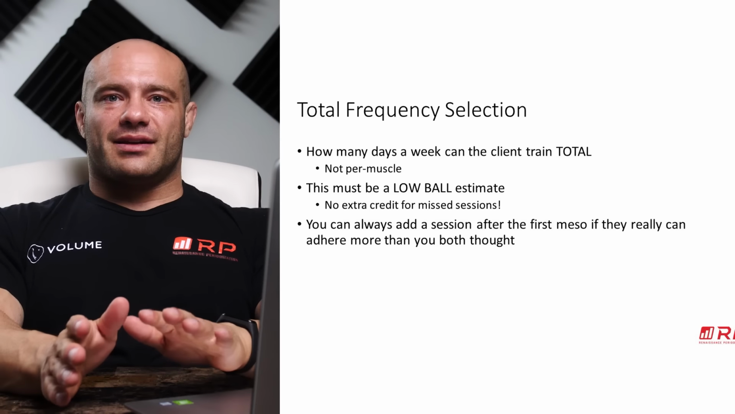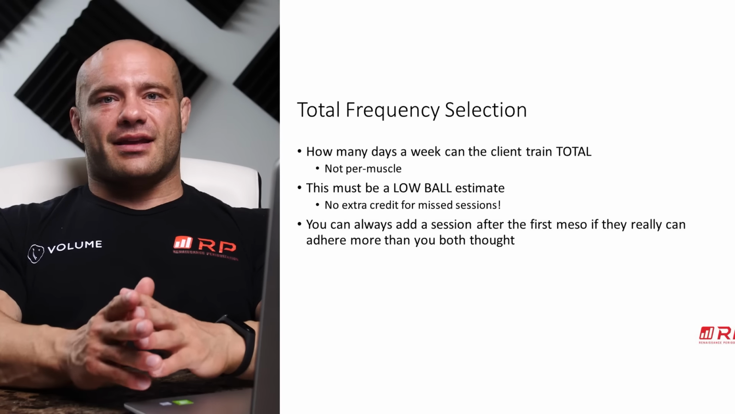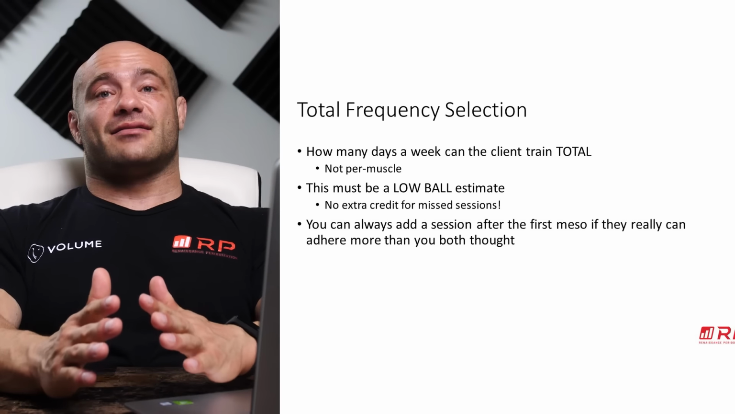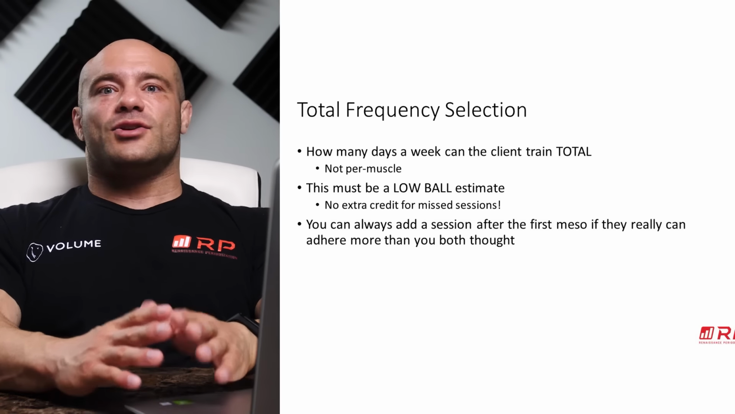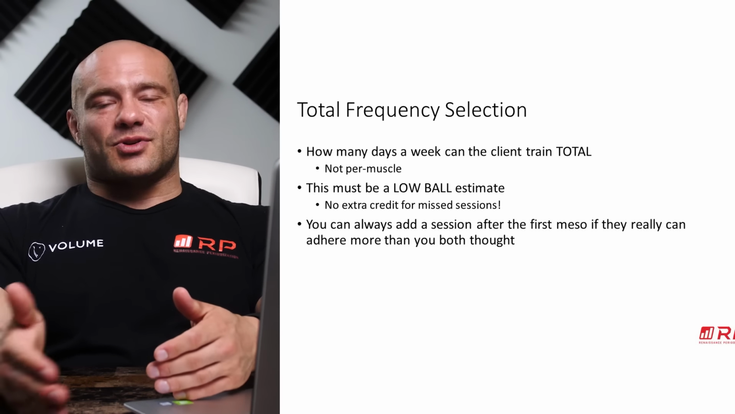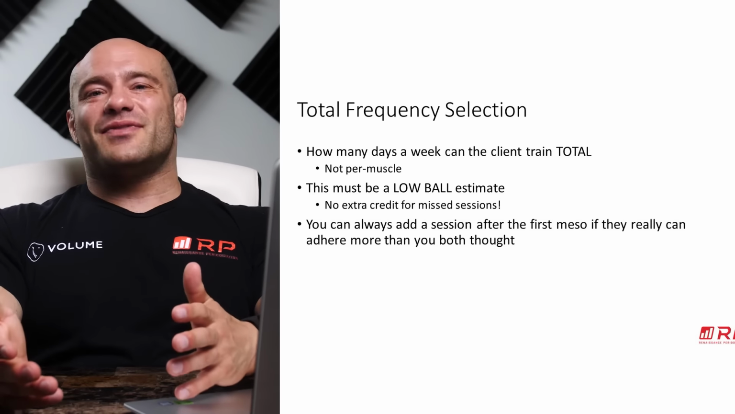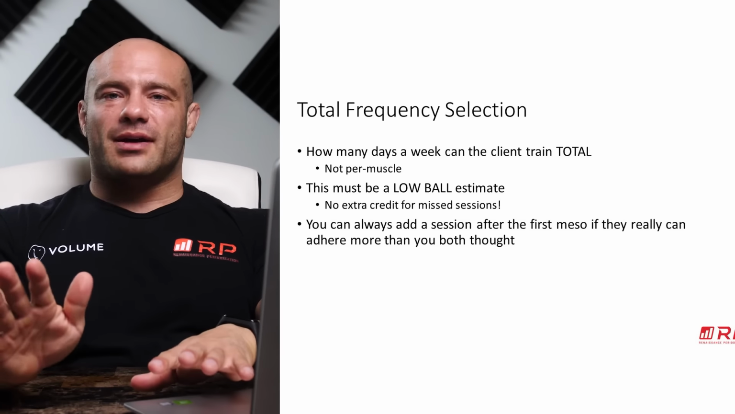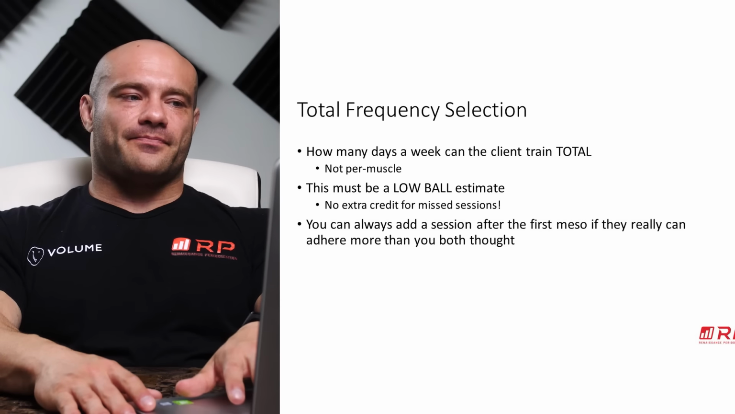Worst case scenario, if a month later, a mesocycle later, they knocked every session out of the ballpark, they never missed one, and they go, look, dude, honestly, I can actually make 5 sessions, not 4, like I said. You can always add 5. But when you add 5, they feel great about it. When you subtract one because they sucked, no one feels good about that. So low ballpark. You can always move up. Moving down is more painful than moving up.